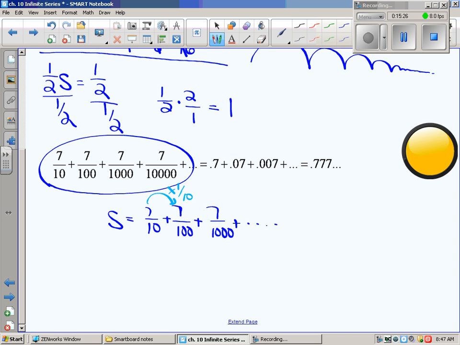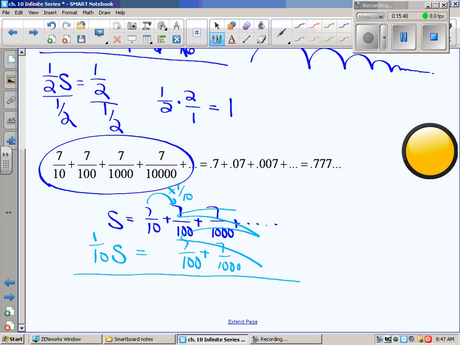Excellent. Following that? So what are we going to write underneath? 1/10 S. And the first term that we would get when we multiply S by 1/10 is 7/100, and then 7/1000. In other words, as I pointed out before, the only thing that's going to be left on the right-hand side is that first term.